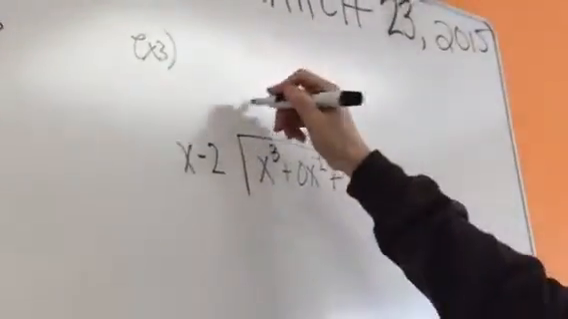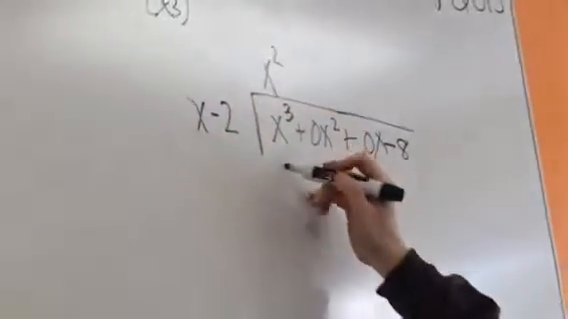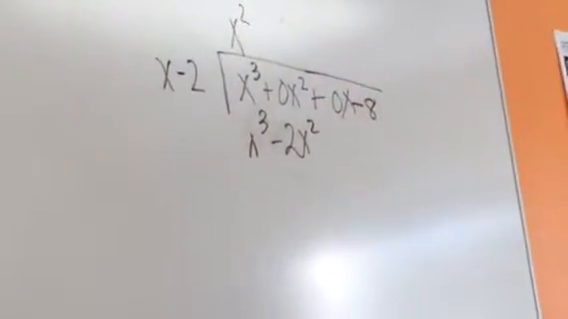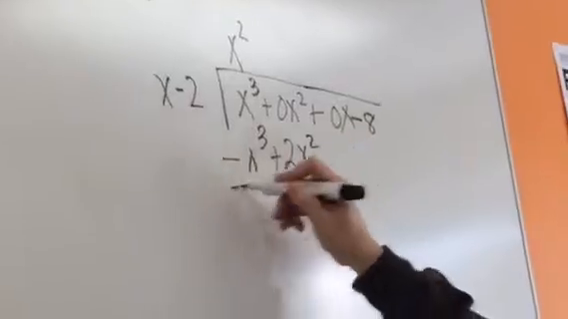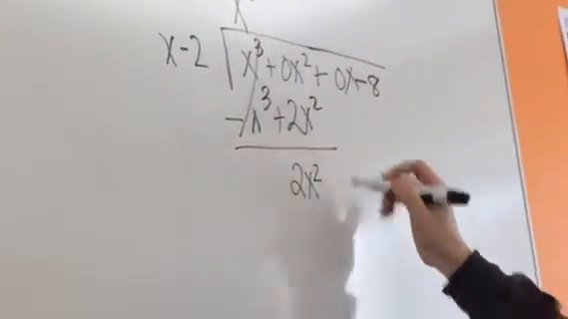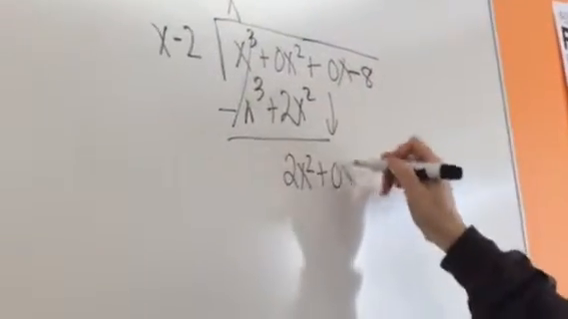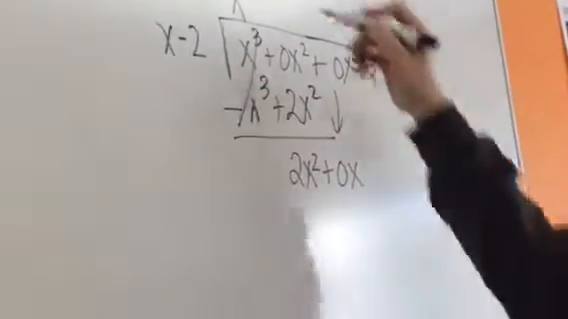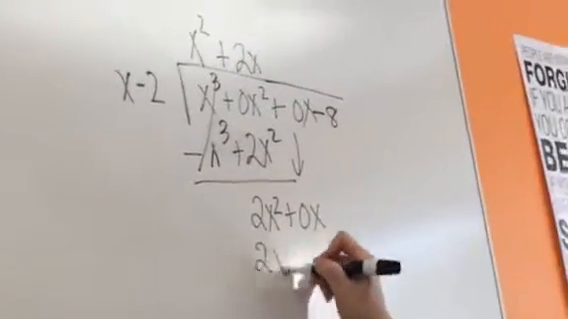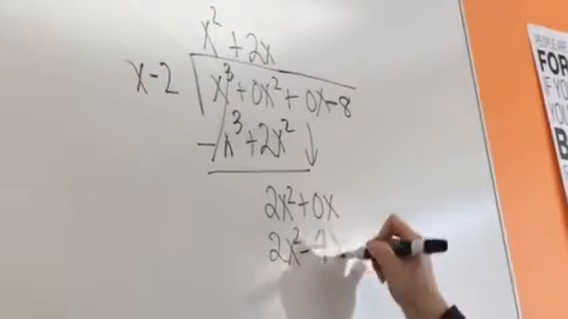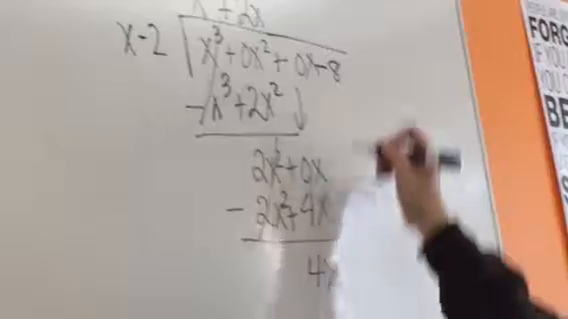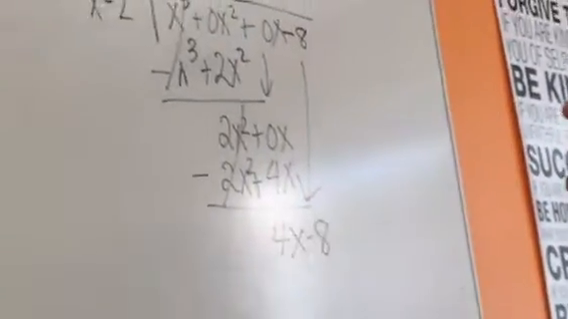x into x cubed is x squared, so you get x squared times x is x cubed, minus 2x squared. That's why we had to hold the place value. Change your signs. That's going to cancel. You're going to get 2x squared and bring down your plus 0x. x goes into 2x squared plus 2x, so you get 2x times x is 2x squared minus 4x. Change your signs. That's going to cancel. I'll get 4x. Bring down a minus 8.